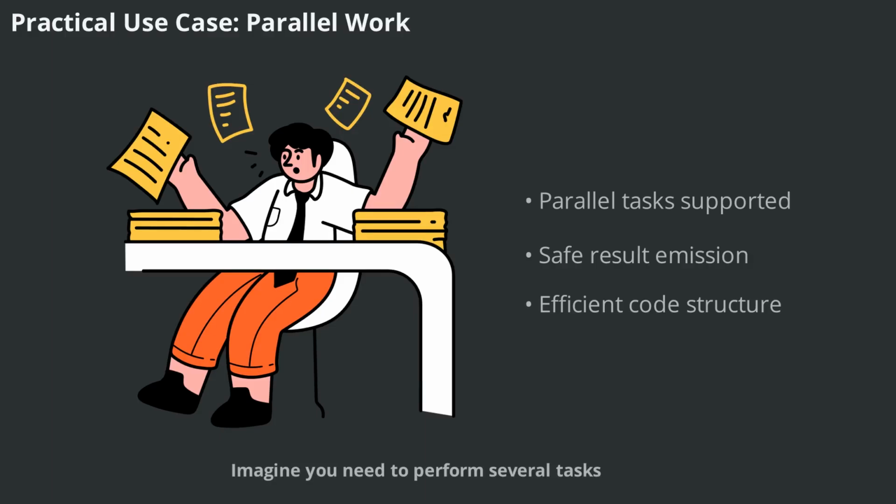Imagine you need to perform several tasks in parallel and emit their results as flow. With a regular flow builder, this isn't possible due to the emission constraint. But with channel flow, you can launch multiple coroutines, each sending results to the channel. The collector receives all values safely, and your code remains clean and efficient.